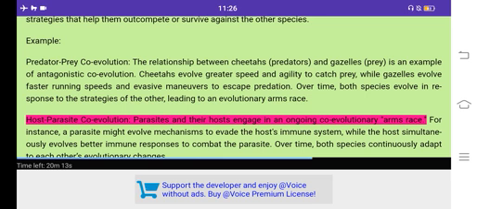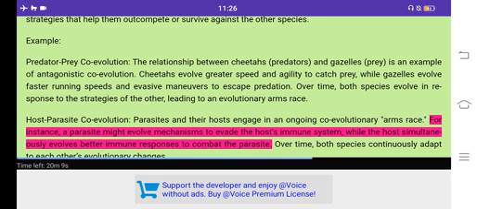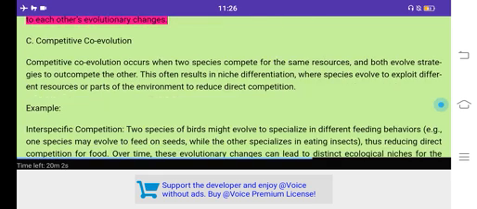Host-parasite coevolution. Parasites and their hosts engage in an ongoing coevolutionary arms race. For instance, a parasite might evolve mechanisms to evade the host's immune system, while the host simultaneously evolves better immune responses to combat the parasite. Over time, both species continuously adapt to each other's evolutionary changes.